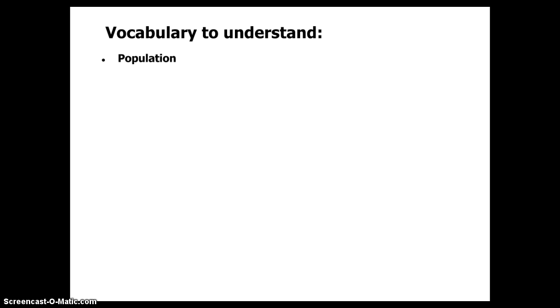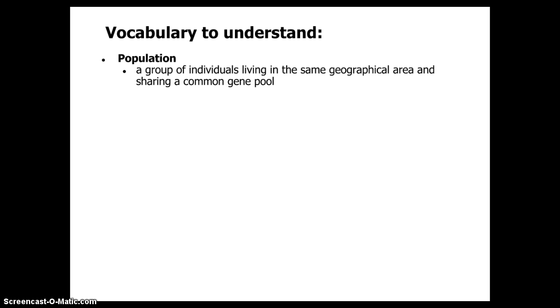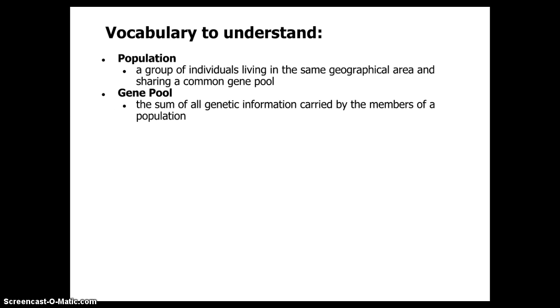And hopefully this is a lot of review, but just remember a population is a group of individuals of the same species who are living in the same geographical area and they share a common gene pool. So, what is a gene pool? Remember that picture of the warthogs going into the pool? It's basically all the genetic information carried by the members of the population. In other words, all the alleles that they have.